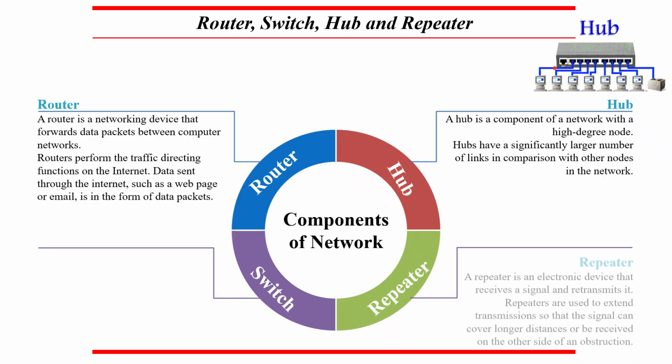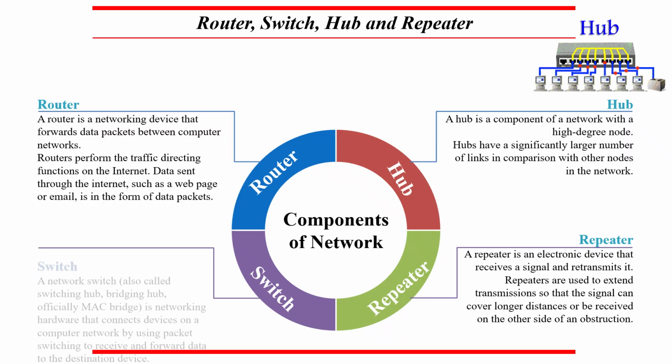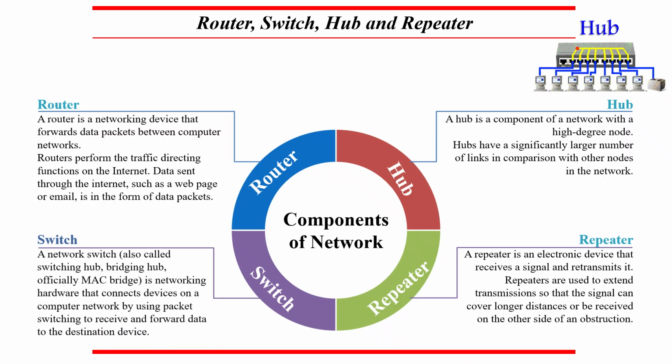Third component is repeater. A repeater will just work like an amplifier. A repeater is an electronic device that receives signal and retransmits it. The last component is switch. The network switch, which is also called as switching hub, bridging hub, and officially it is also called as MAC bridge. It is a networking hardware that connects devices on a computer network by using packet switching to receive and forward data to the destination device.